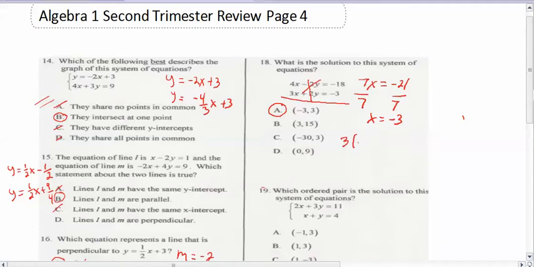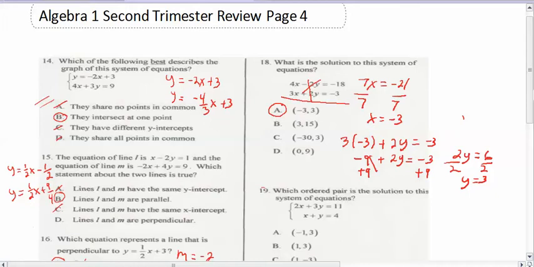I'm going to go 3 times -3 plus 2y is equal to -3. So -9 plus 2y is equal to -3. I'm going to add 9 to both sides. So I have 2y is equal to 6. Divide by 2, divide by 2. My y is equal to +3. And that's it. Okay, number 19.